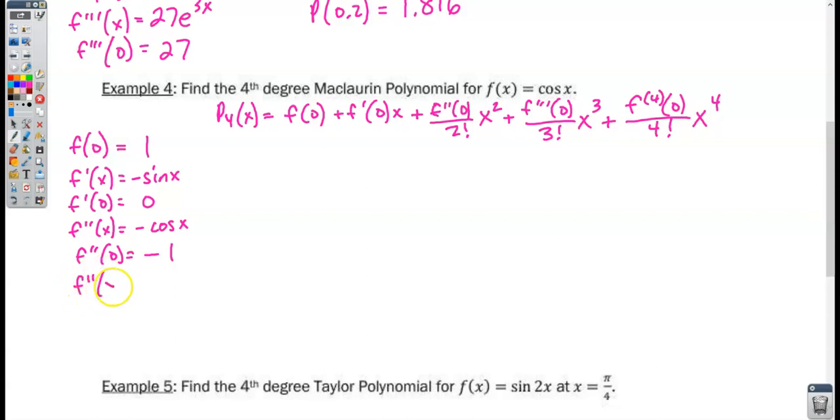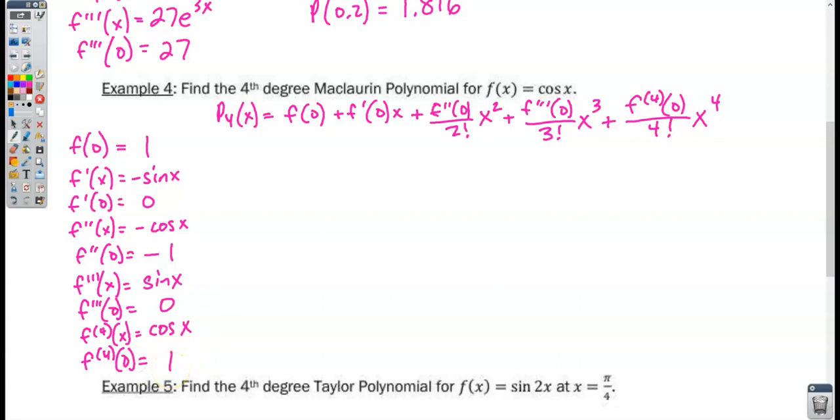f triple prime of x is equal to sine of x, so f triple prime of 0 is equal to 0. f quadruple prime of x is equal to cosine of x, and f quadruple prime of 0 is equal to 1.